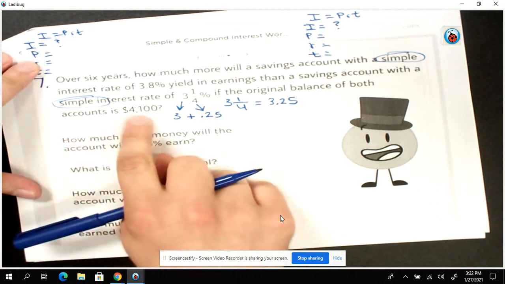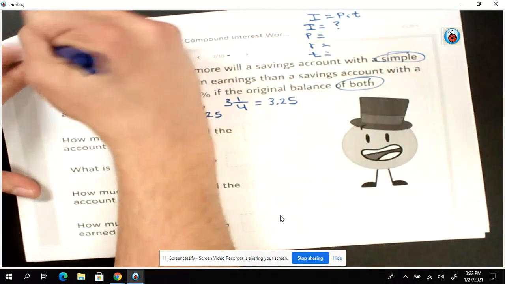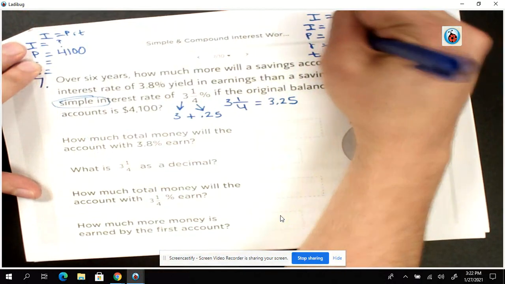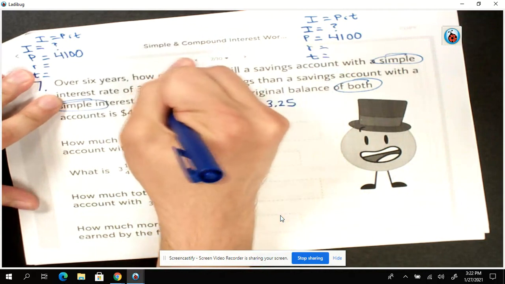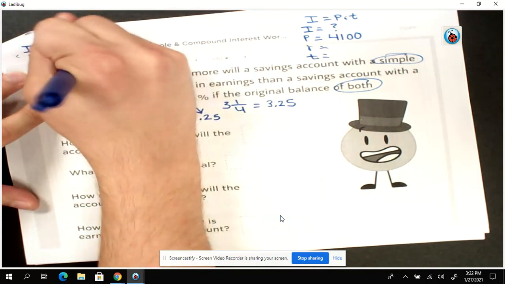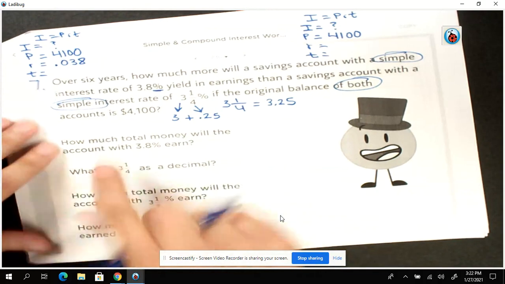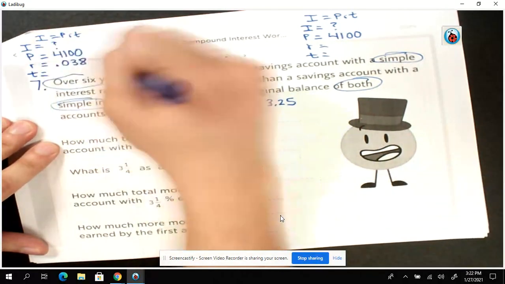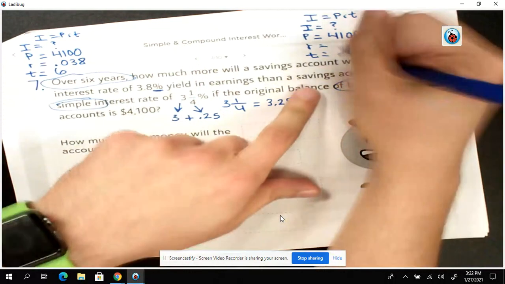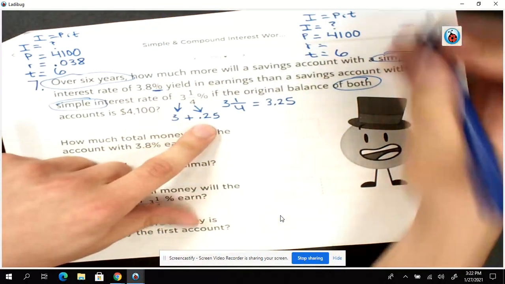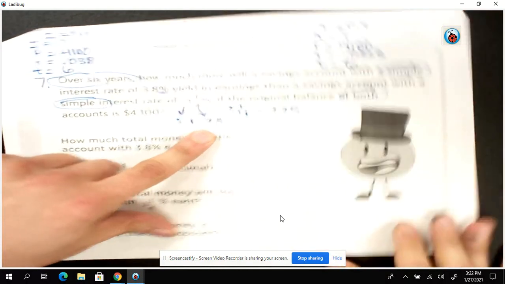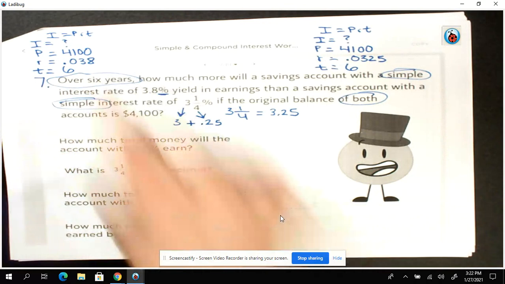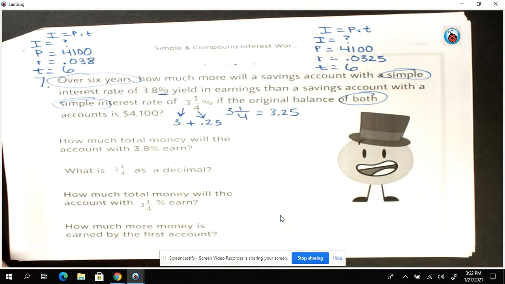P is 4,100 for both, so go ahead and write that in. The rate on one is 3.8, but remember we have to convert it. It's a percent, so it's going to be 0.038, times 6 years. However, this one is going to be 3.25, or 0.0325 is what we're going to write it as. All right, so you should know how to set this up, so I'm going to go ahead and just type them in on the calculator.